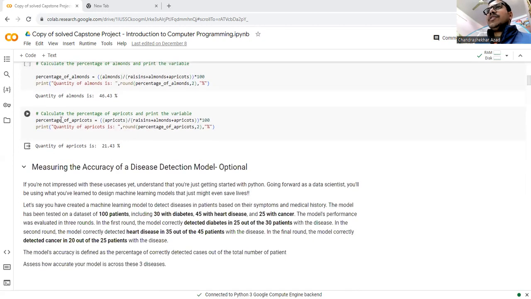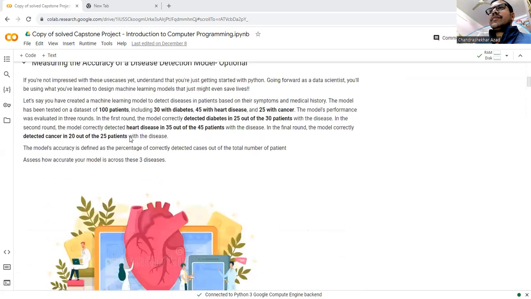And for calculating the percentage of apricot, we use the formula weight of apricots divided by total weight of ingredients multiplied by 100, and the print function will print quantity of apricot is 21.43%. This comes from this formula.